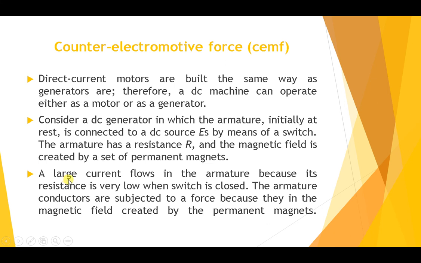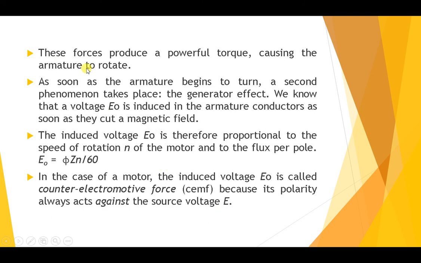When the switch is closed, a large current flows in the armature because its resistance is very low. The armature conductors are subjected to a force because they are in the magnetic field created by the permanent magnet. We know that whenever a current carrying conductor is placed in a magnetic field, it experiences a force. Now these forces on the armature conductors produce a powerful torque, causing the armature to rotate.